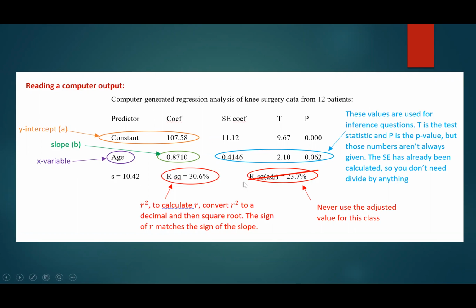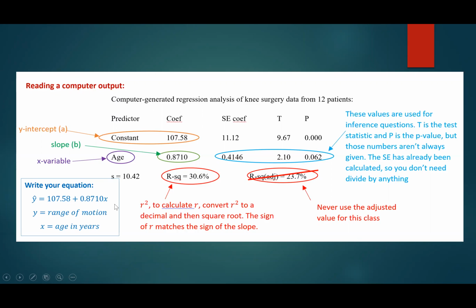We're not going to use the r-squared adjusted. We use this r-squared value to calculate r. Convert r-squared to a decimal first, and then square root. Remember, r-squared is always positive, but r can be positive or negative. R needs to match the sign of the slope. So whatever sign the slope is, that's going to be the sign for r. And then we have the x variable there.